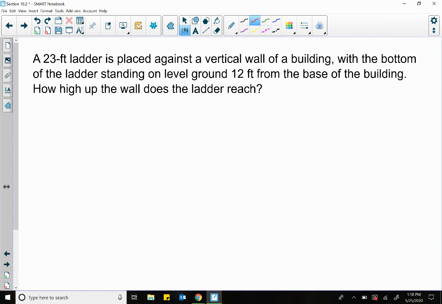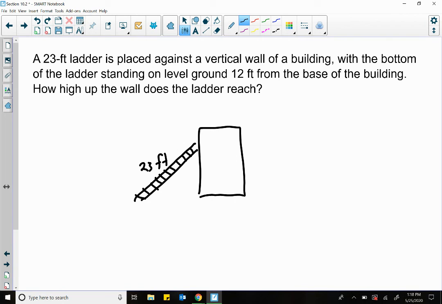Okay. So it says we have a 23-foot ladder placed against a vertical wall of a building. All right, cool. So let me here. I got a building here. I got this ladder. My drawings are always the best. Okay. And it says this ladder is 23 feet. We got a building here with the bottom of the ladder on level ground 12 feet away from the base. Okay. So in here we got some grass because we're on the ground. And this length right here is 12 feet. They want to know, how high up is the ladder?